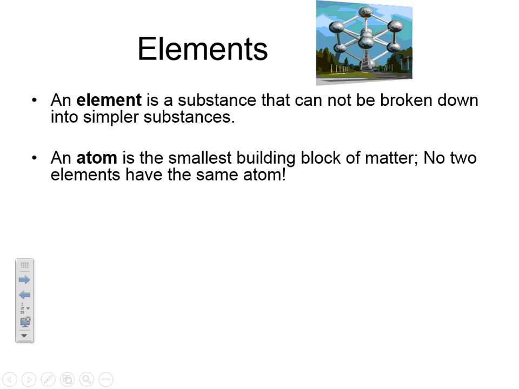No two elements have the same atom. So if I have a room full of oxygen atoms, they're all going to look the same because they're all oxygen atoms. But if I have oxygen and iron atoms, they're going to look different. And we're going to talk about why they look different.